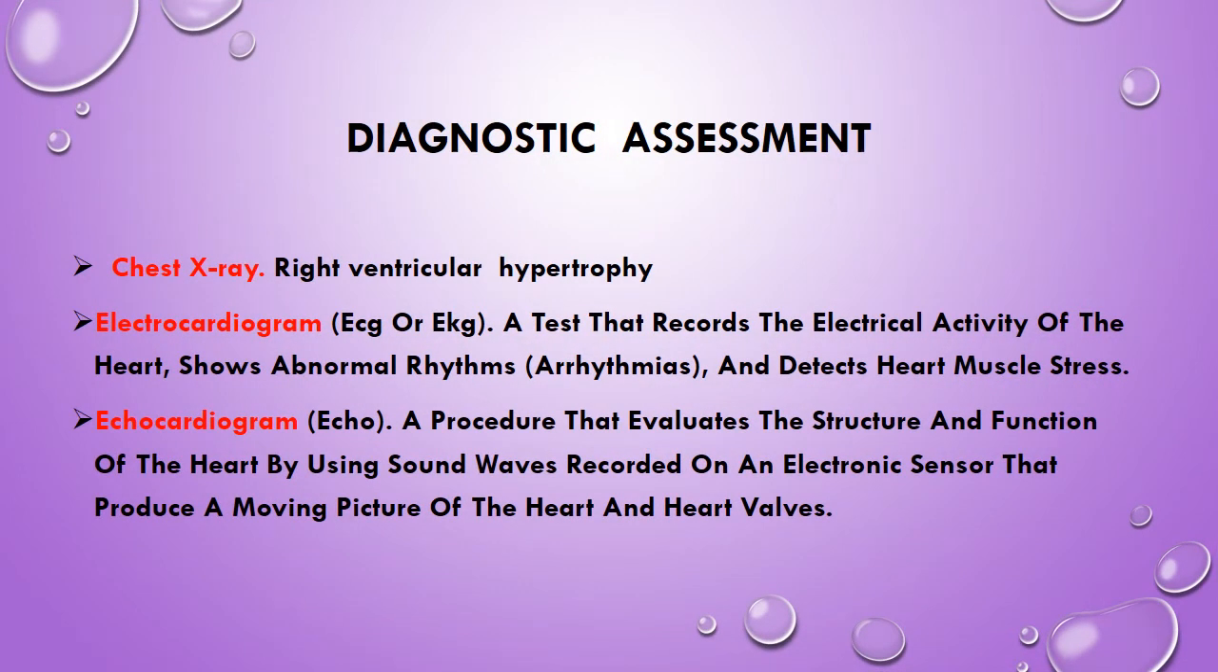Other diagnostic tests: chest X-ray. Since the patient has right ventricular enlargement and right ventricular hypertrophy, we can visualize the right ventricular enlargement on X-ray. And electrocardiography, the electrical activity of the heart, shows abnormal rhythms. We will see right ventricular axis deviation, which will look arrhythmic.